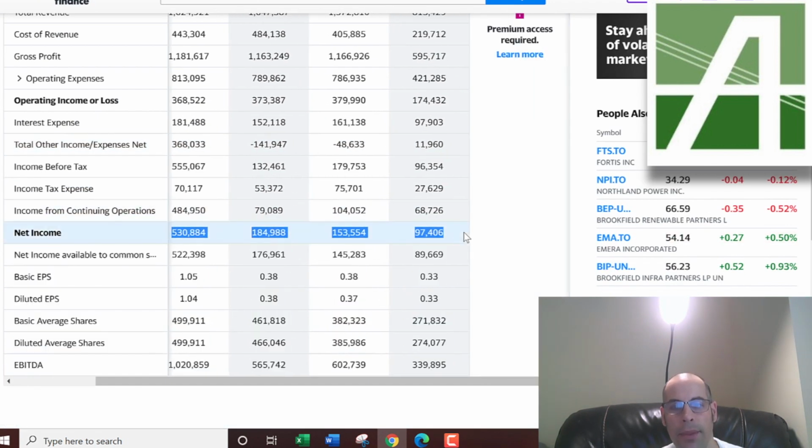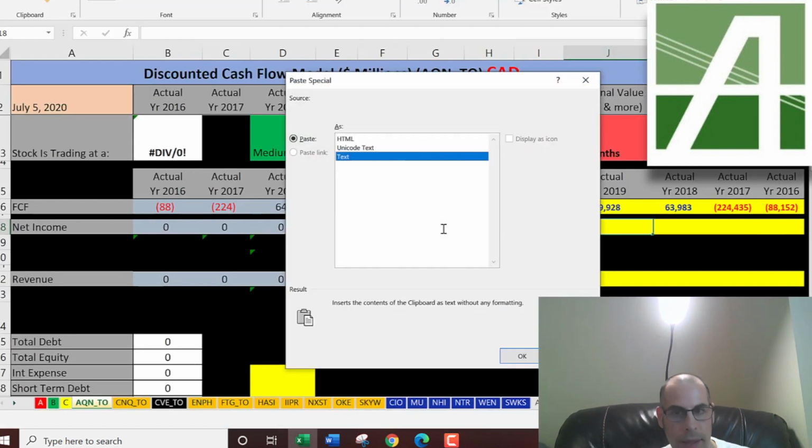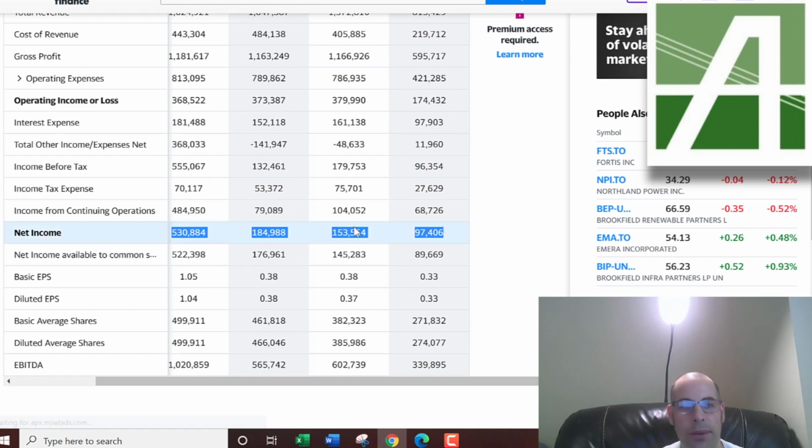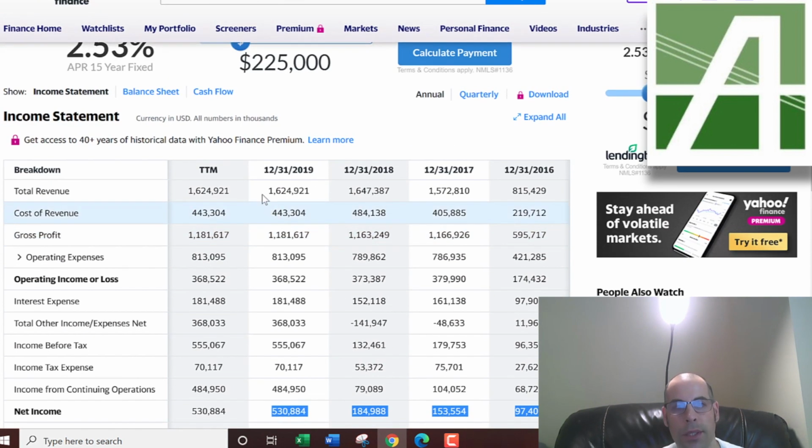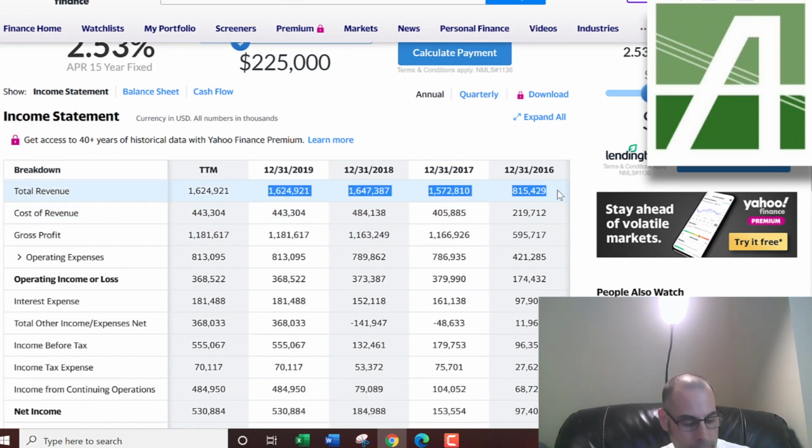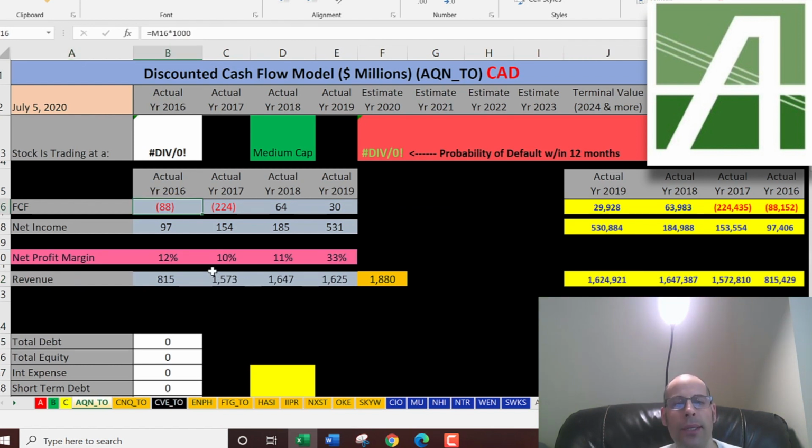Next, I'm pulling the net income, which is the profit and loss on the income statement. And then I'm going to pull revenue, which is just the sales, also on the income statement. So you can see in 2016, they had negative $88 million of free cash flow, yet positive net income. Same thing in 2017, positive net income, negative free cash flow. But if you're leaking money, that is not good.